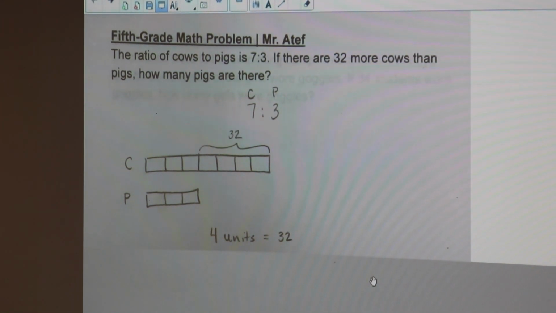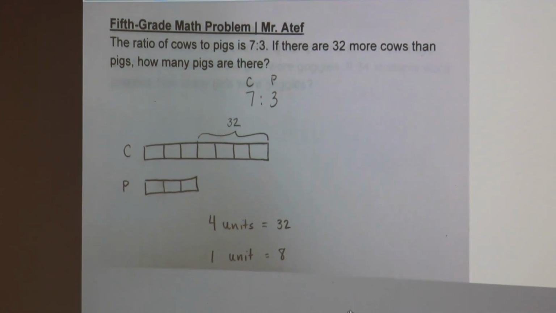Then their next thing is, okay, I need to find out what 1 unit is because I'm almost getting to my answer. If I can figure out what 1 unit is, then I can figure out how many pigs there are because there's 3 of those units. So the next step they would determine is that 1 unit equals 8.